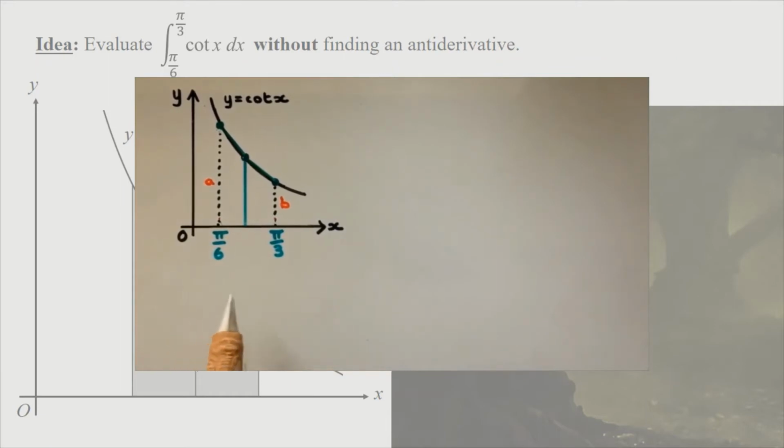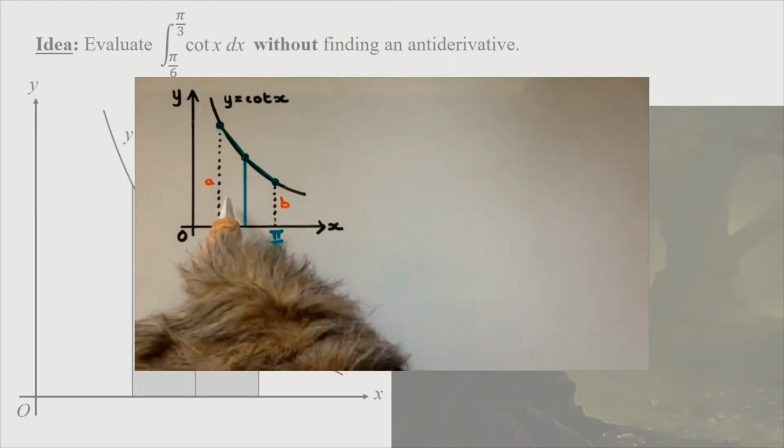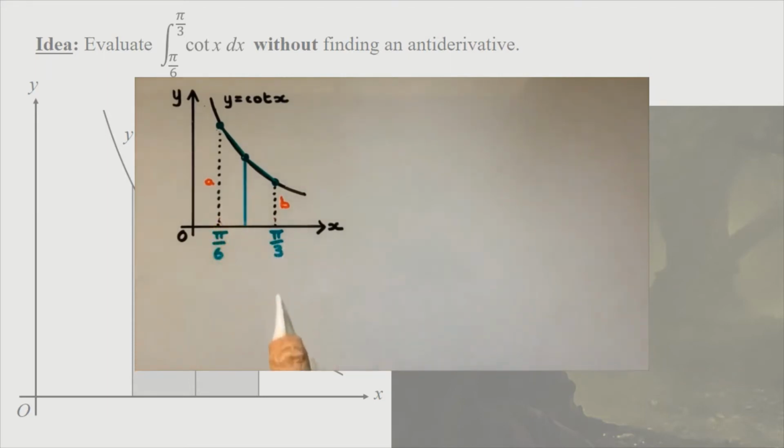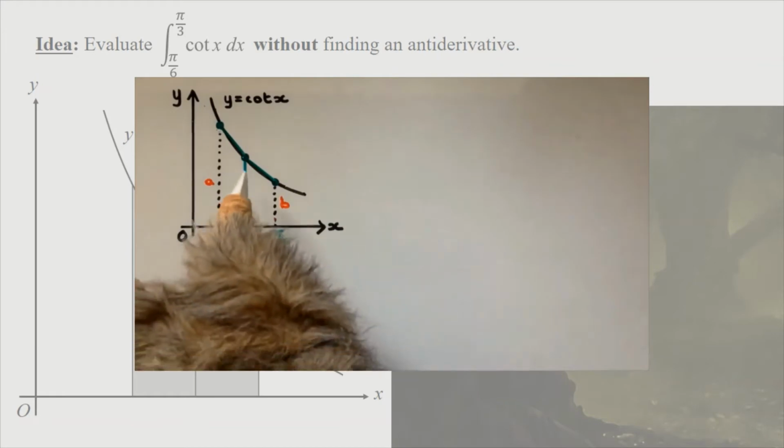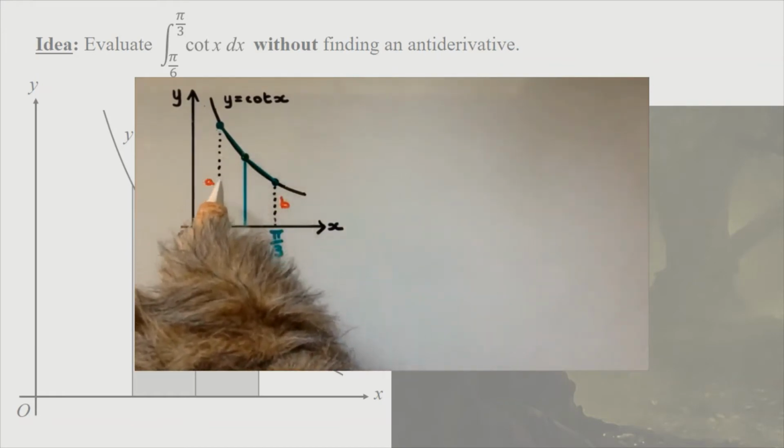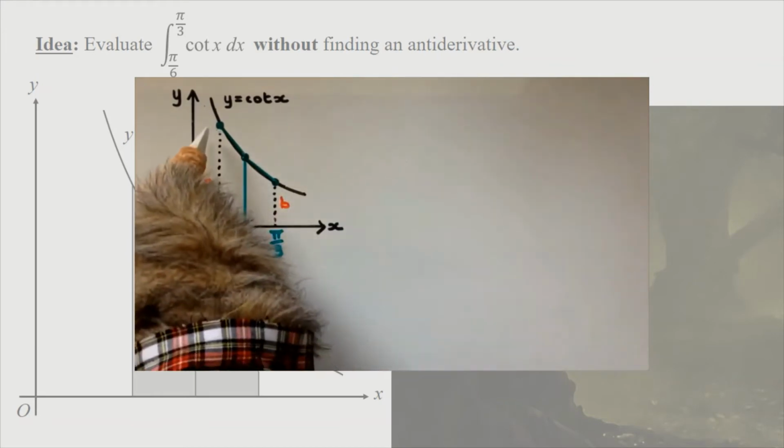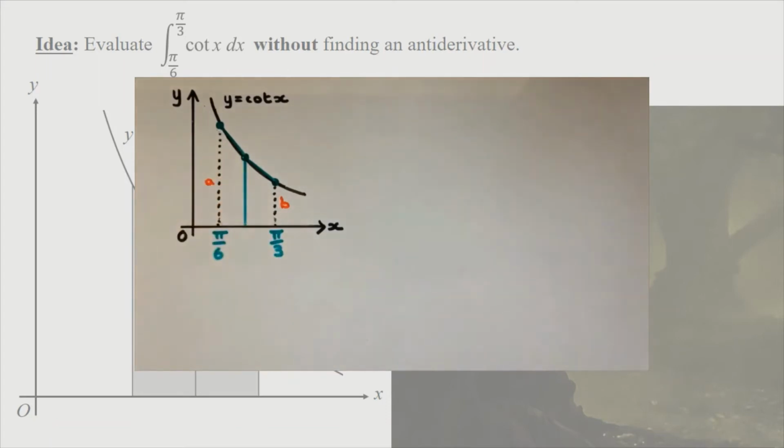Now I've introduced a new line which will bisect the points pi over 6 and pi over 3. And this has now split our definite integral into two trapezia. You can already see, of course, that because we have this extra coordinate here that we're going to be dealing with, the approximation looks even better. Even on a rather crude sketch like mine, you can tell this is going to give us a better approximation. The question is, can we work this out mathematically?